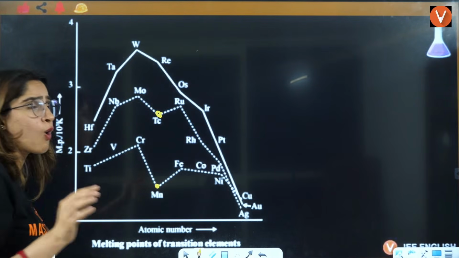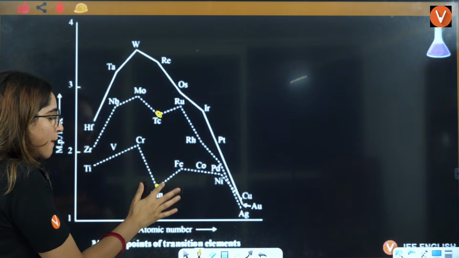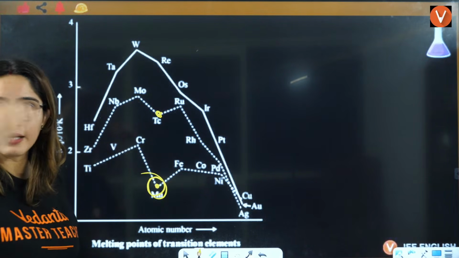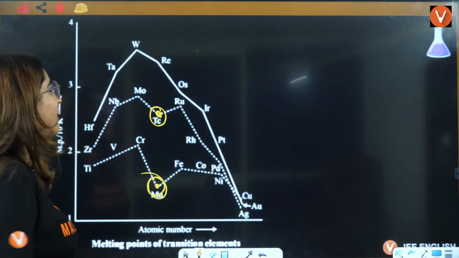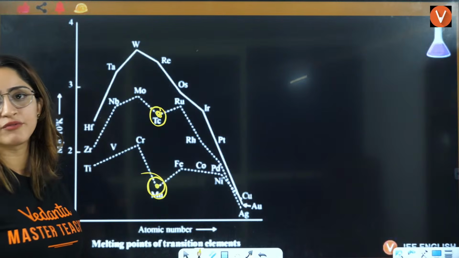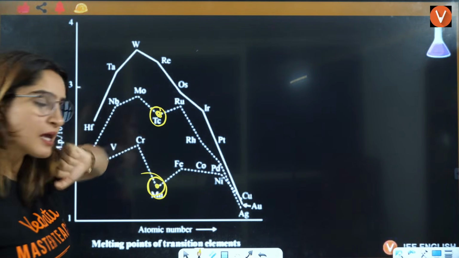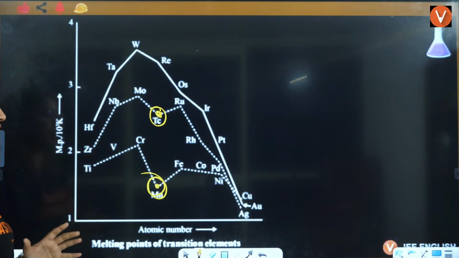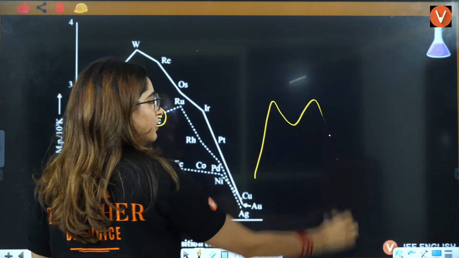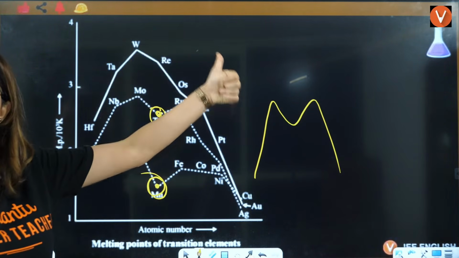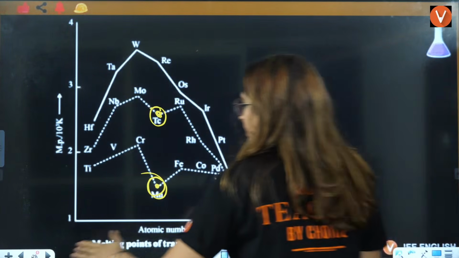This is a previous year question, right? So manganese has the exception, a sudden dip. Technetium has the sudden dip. But in the 5D series, you don't have this sudden dip. In 3D, 4D, 5D series, this is very, very important. It should be like this, but it's actually like this. Where is the dip? Manganese and technetium. There you can see this dip over here.